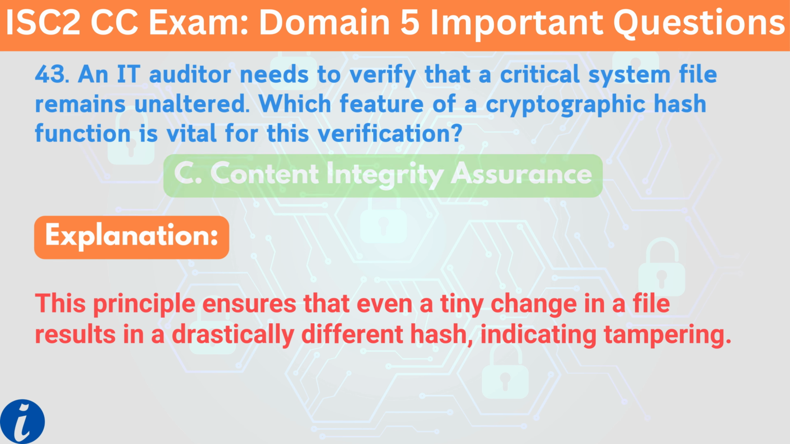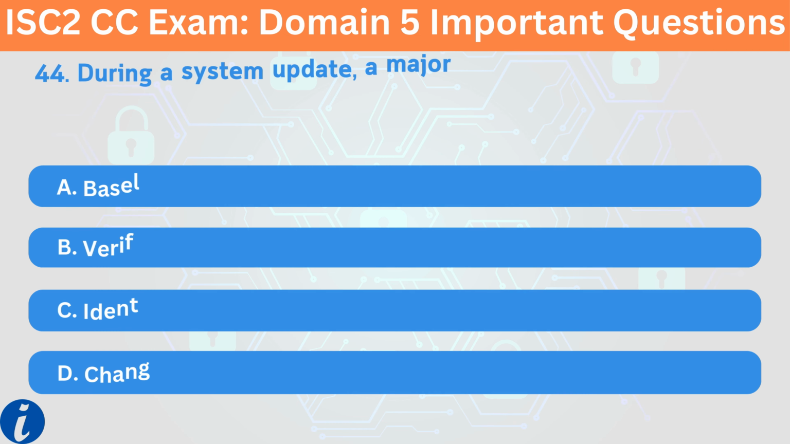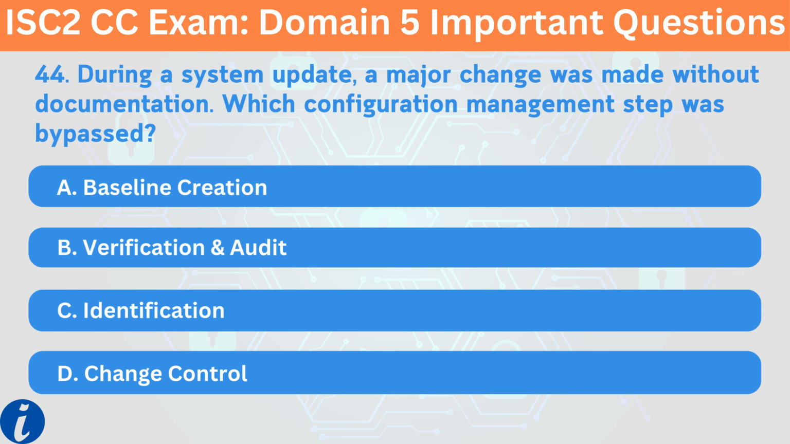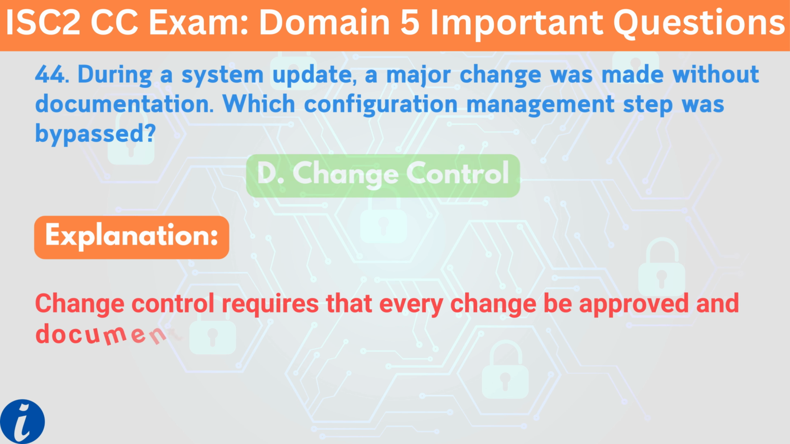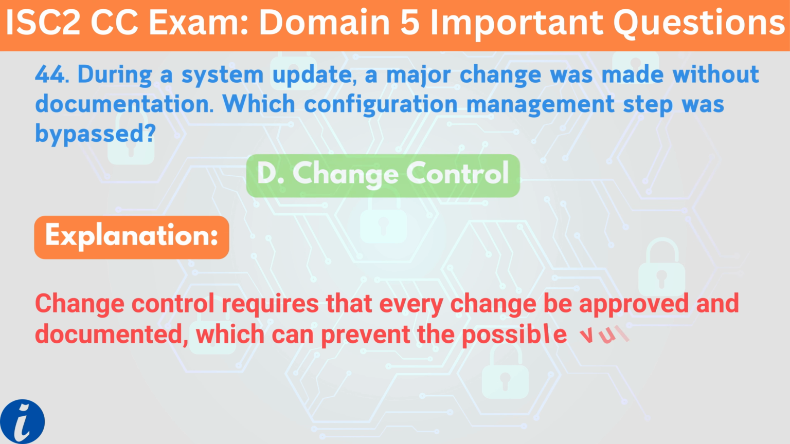hash, indicating tampering. 44. During a system update, a major change was made without documentation. Which configuration management step was bypassed? A. Baseline creation. B. Verification and audit. C. Identification. D. Change control. The correct answer is D. Change control. Explanation. Change control requires that every change be approved and documented, which can prevent possible vulnerabilities.